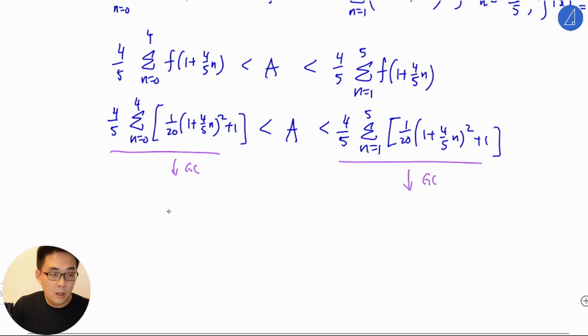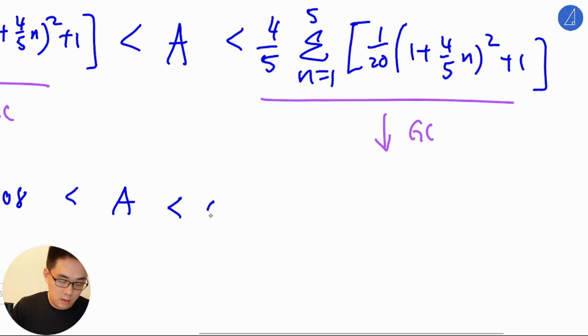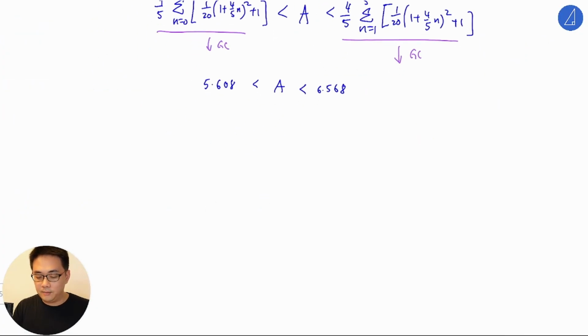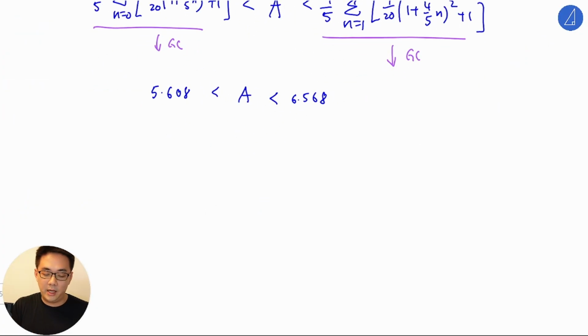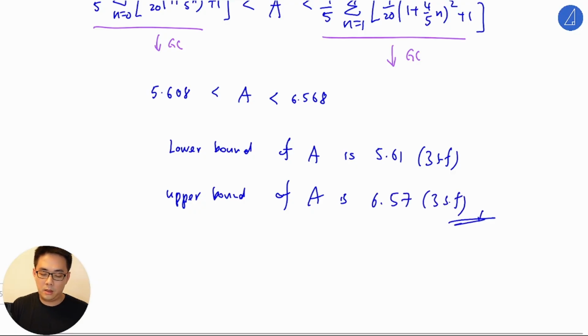So this part here will be 5.608. And then this is 6.568. If you have exact, you leave in exact, they won't penalize you. So the lower bound of A is 5.613 SF. If you want to write, I prefer in exact. Upper bound of A is 6.57 SF. Okay.